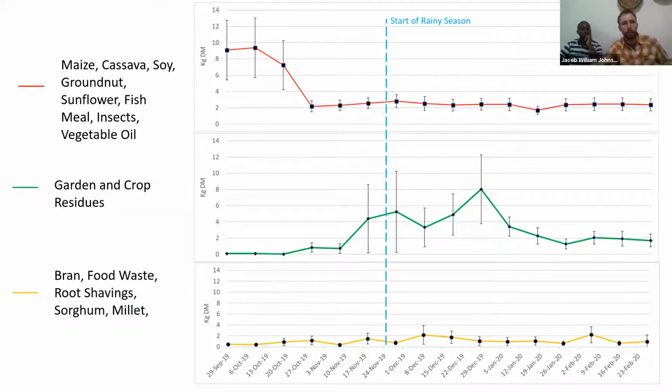So if we move down to garden and crop residues here, we can see it's also seasonal. The garden and field residues were mostly used at the onset of rain. So farmers were clearing their fields and they had access to large amounts of compost and residues, which they transferred to their fish ponds. But both supplemental feeds and natural feeding resources dropped off by January, and levels of additions were pretty low.